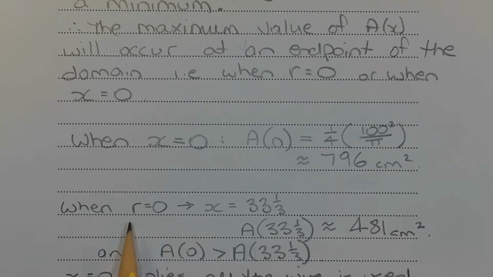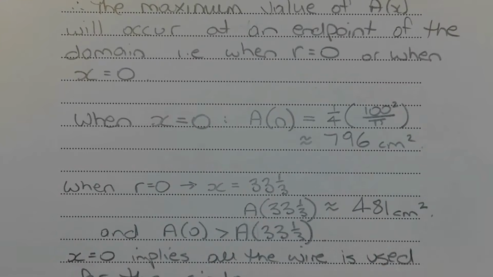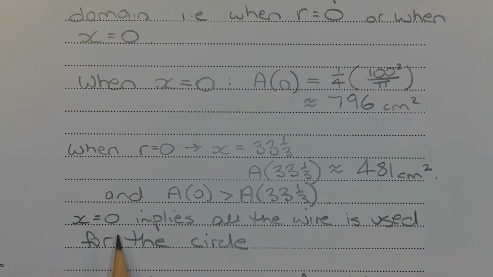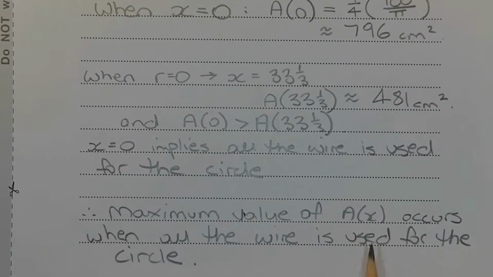Now let's consider the case when r is equal to 0. In other words, there's no circle, all the wire is used to form the triangle. So it'll have a side length of 33 1/3 centimetres. And evaluating A of 33 1/3, we get approximately 481 square centimetres. And from these two results, we can see that A of 0 is greater than A of 33 1/3. So x equals 0 implies all the wire is used for the circle, which means that we can conclude that the maximum value of A of x occurs when all the wire is used for the circle.